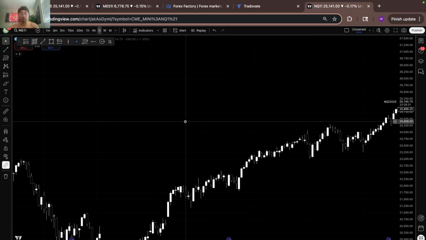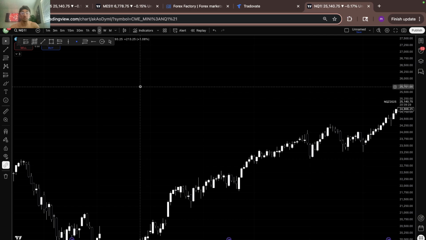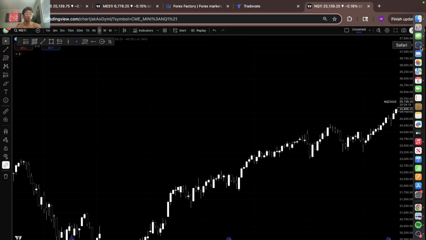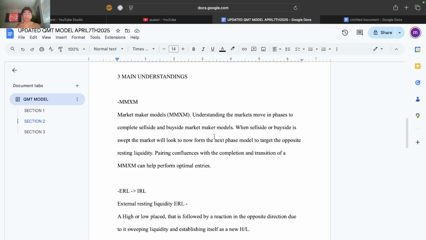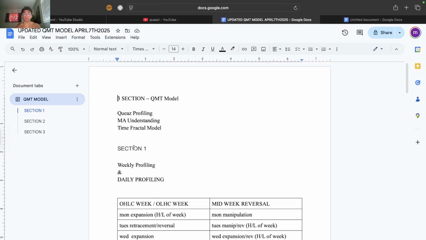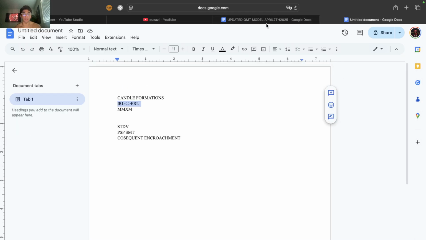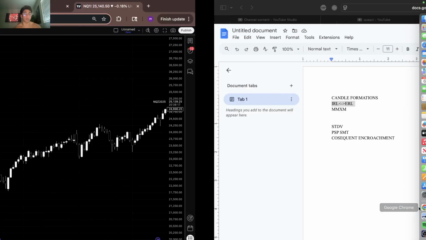The second candle formation is, or not really candle formation, but the second way is we get that high placed midweek, right? So if we go back to my first, like the first QMT model I wrote, we have our open, high, low, close week, and then we have our midweek reversal, which happens quite a lot, right? It happened last week. We had our midweek reversal, which means I will be putting the established low on a Wednesday.